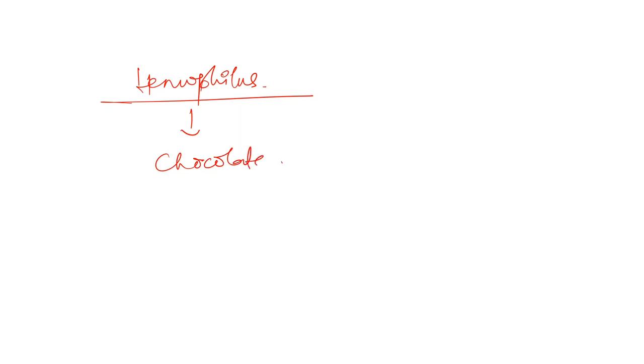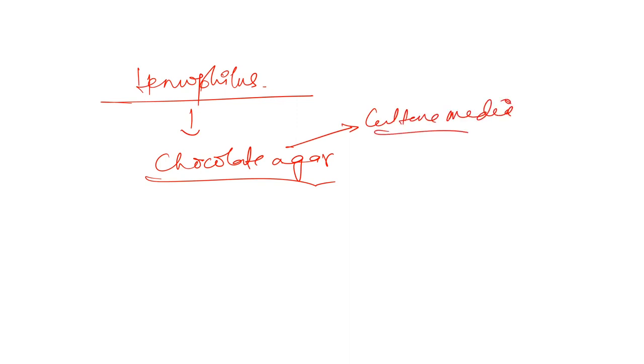Where is this Haemophilus grown? It grows in chocolate agar. The culture media used for Haemophilus is chocolate agar.